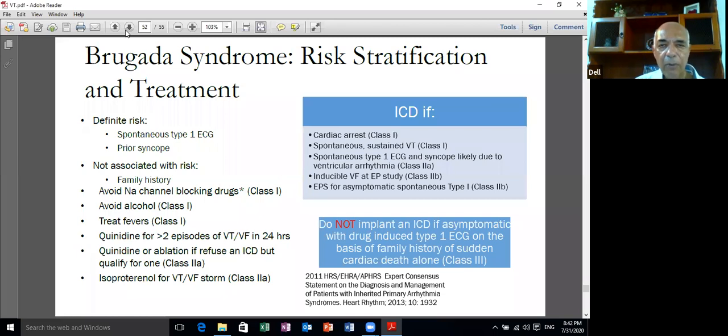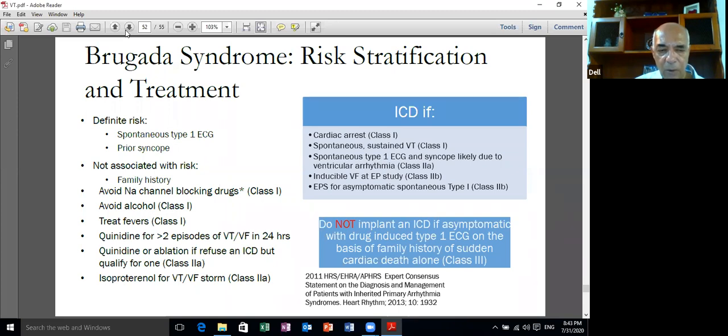Now, how do you treat Brugada syndrome? Avoid sodium channel blocking drugs, avoid alcohol, treat fever, and then quinidine. Quinidine doesn't act as a class 1A antiarrhythmic drug under these circumstances. It's an antagonist to the Ito current, which overcomes the stunted phase 0 depolarization and prevents the loss of the calcium dome of the second stage of repolarization. So quinidine is used under these circumstances.